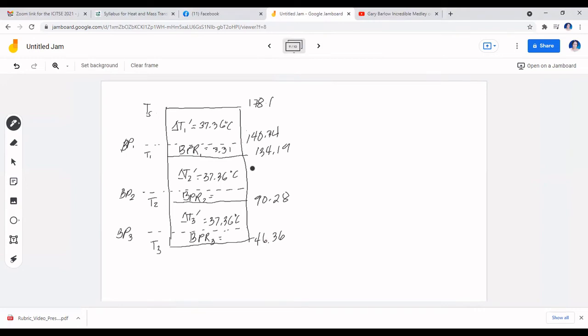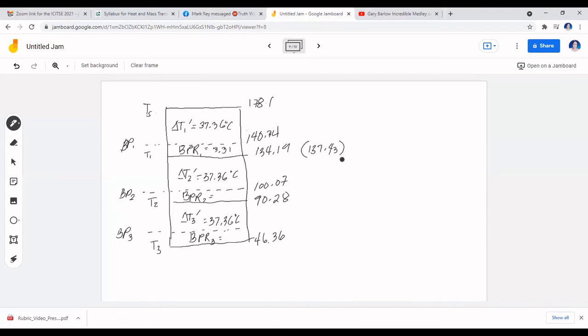So if it's 3.31, the T1 that you're going to use later on when you find the saturated vapor enthalpy will be the difference of 140.74 and this 3.31, which I'll place here, minus 3.31. So it will give you 137.43. Now, if we lower down this 137.43 by another 37.36, that will give you 100.07.